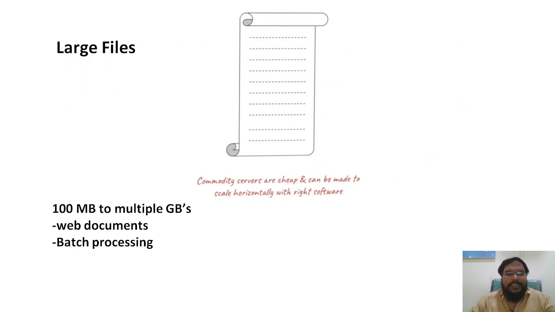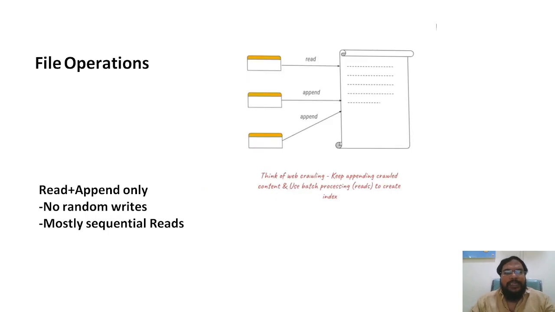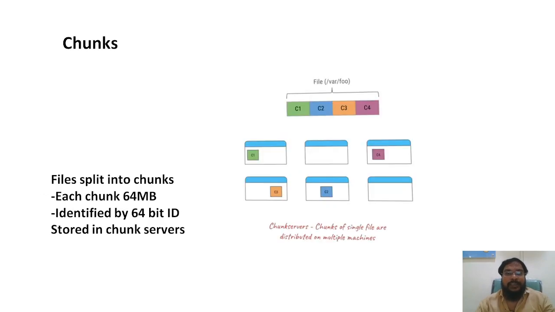Large files will be stored in the format of web documents and they can be processed in batches. That is, one batch can be processed at a particular point of time. And here we'll be having different operations that we'll be doing on these documents. For example, you can read the data or you can append the data, but we do not allow random writes from the users. We will be allowing them to append whatever data is available with them, but will not be allowing random writes.